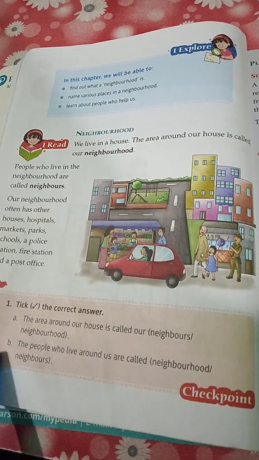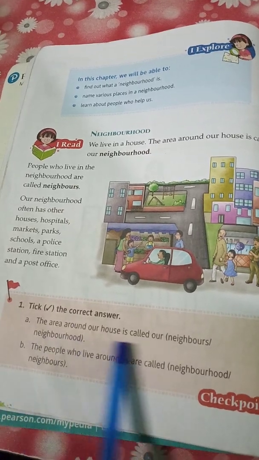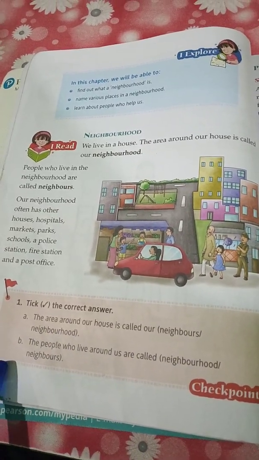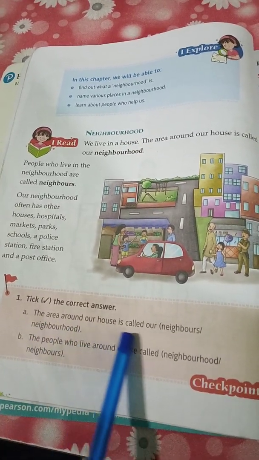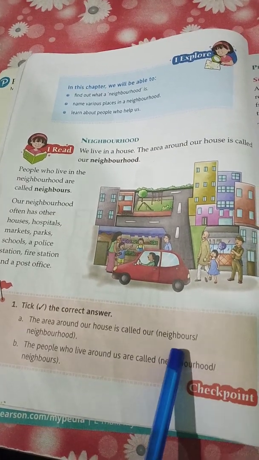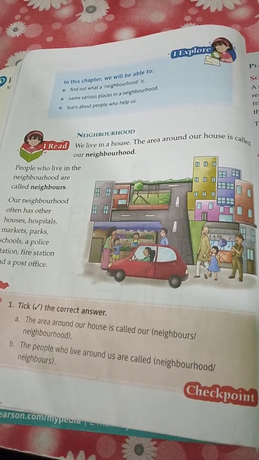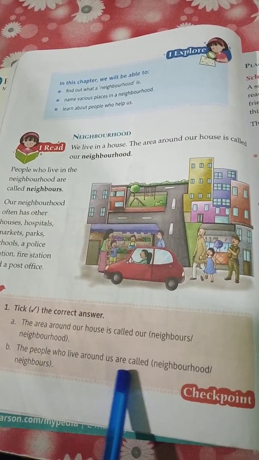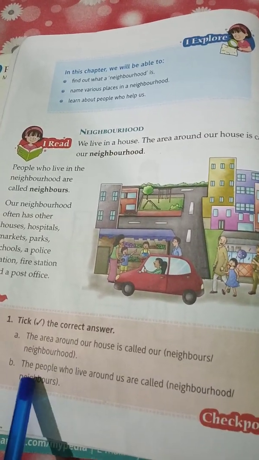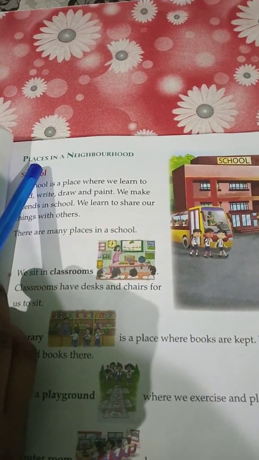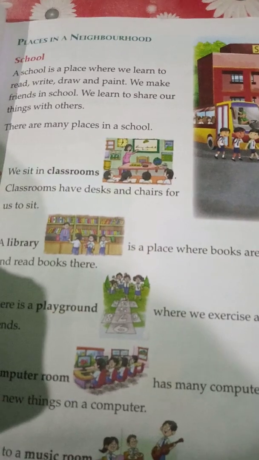Okay, and this is the checkpoint which you will do. The area around our house is called our neighborhood. You will do it, take the correct answer. The people who live around us are called neighbors. Okay. Next are the places in the neighborhood. As I have told you, there are 8 places in the neighborhood.